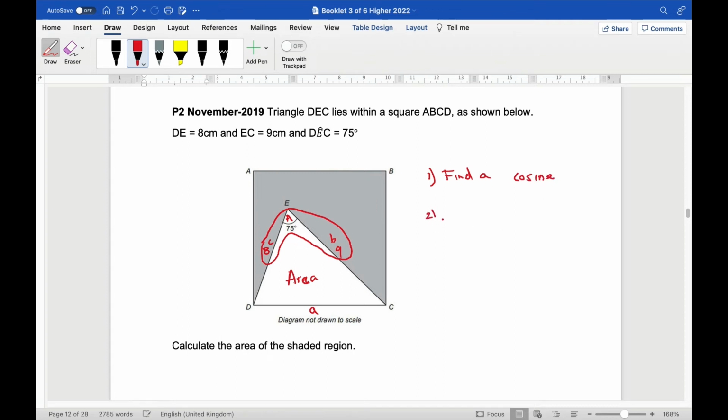Part 2. Find the area of the square. Because whatever the length A is, it's a square, so all the sides are the same. So whatever the length of A is, A times A will give me the area of the square. Then find the area of the triangle.